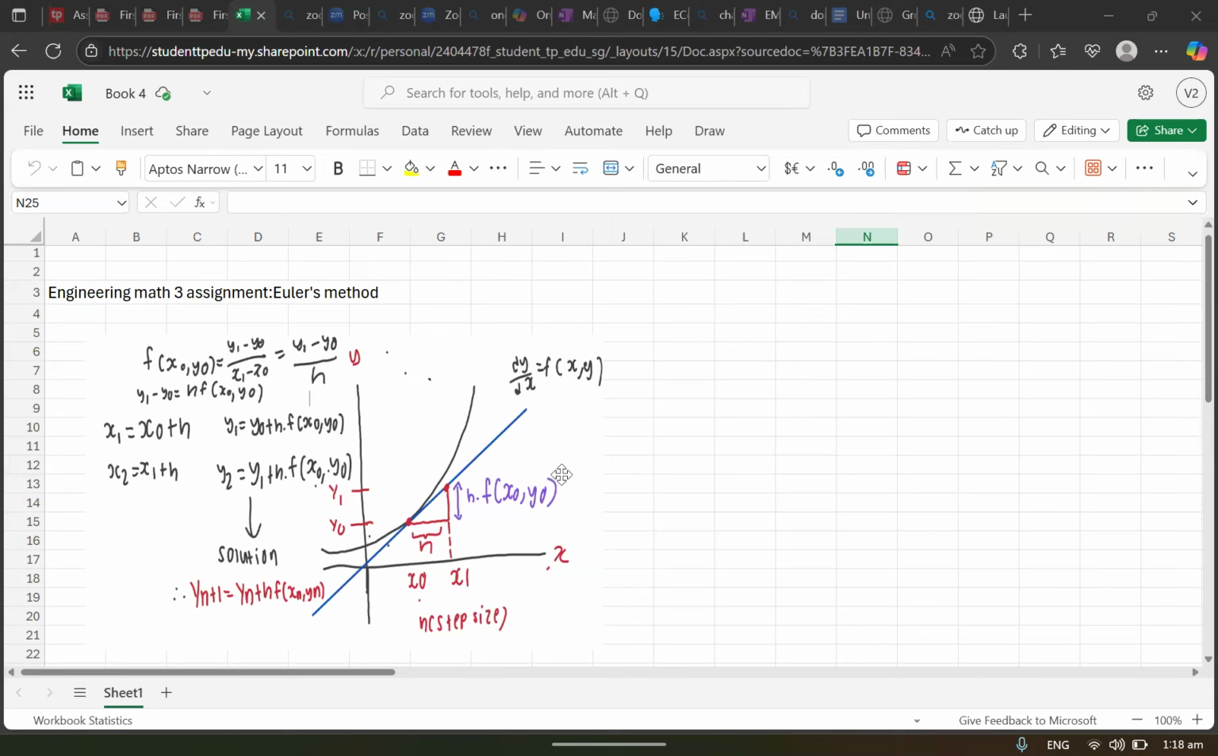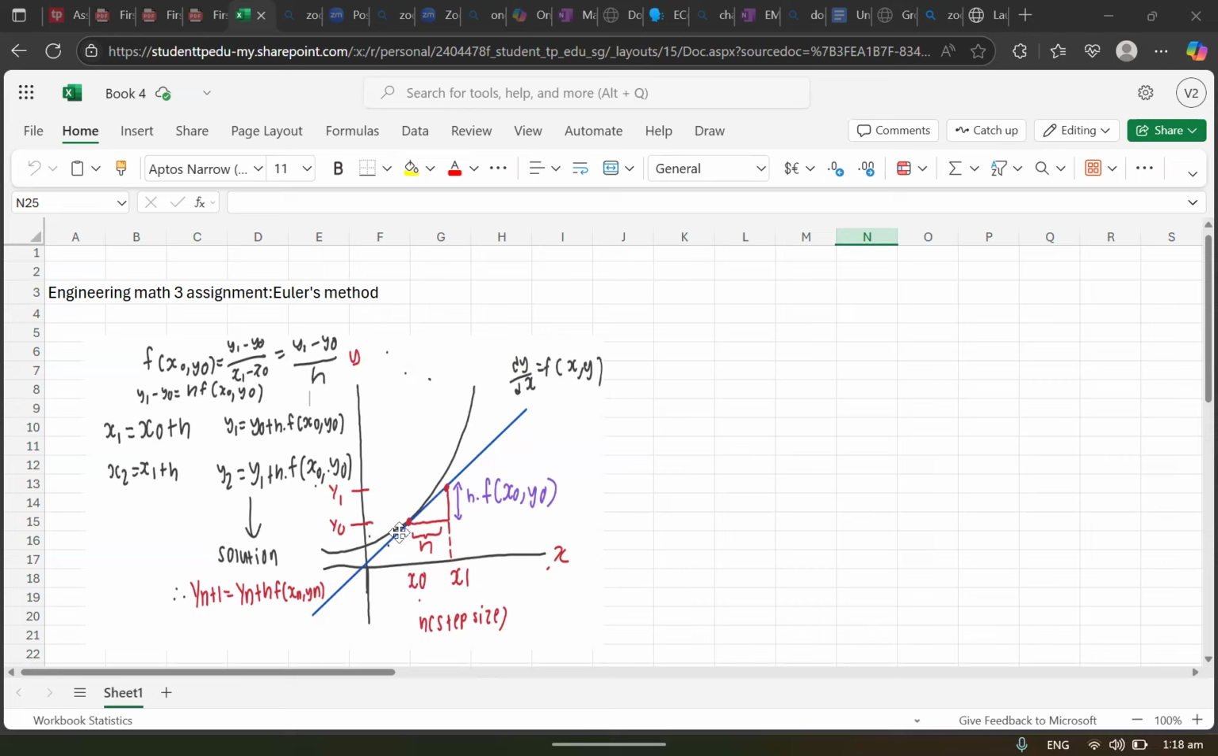Using the blue slope tangent to the curve at a point to find the next point that is approximate to the black solution curve. So here we have a point x0, y0 and x1, y1. The difference between x0 and x1 is h, which is the step size. And my blue line, for example, is dy/dx = f(x, y).